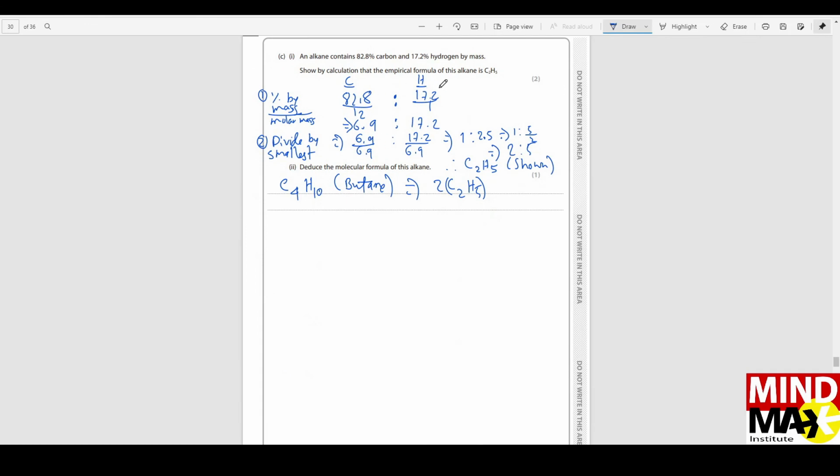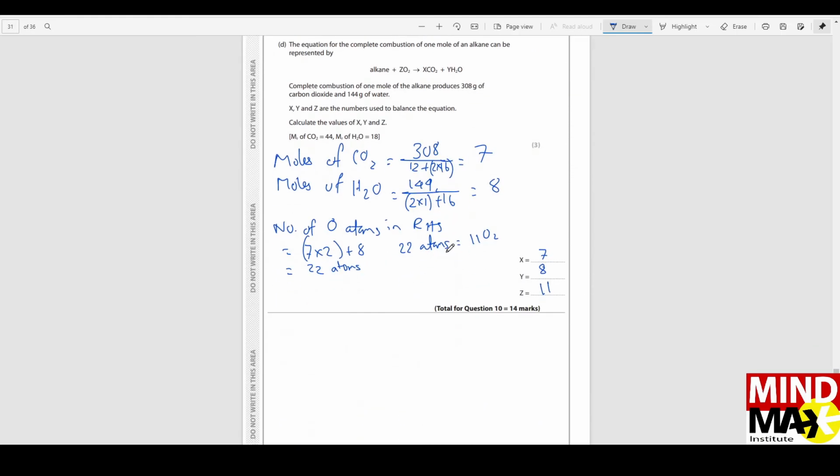This is how you find the empirical formula. So you apply the steps, you will get the empirical formula, which comes to C2H5 as shown. Now this is an alkane. They have told us that this is an alkane. So which alkane has this specific empirical formula? So we know alkanes have the general molecular formula CnH2n+2. So we apply this and see which one matches, and the only one which matches is C4H10, because for C2H5 to become C4H10, we multiply C2H5 by 2. If we multiply C2H5 by 2, we get C4H10. So this is the only one which matches the criteria.